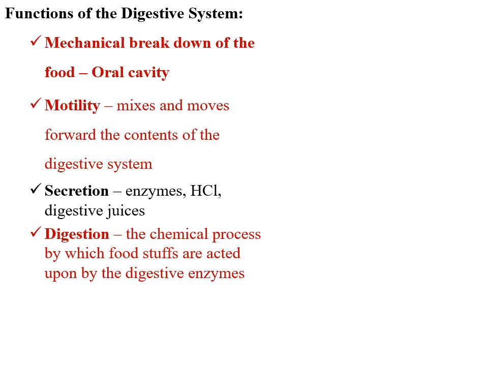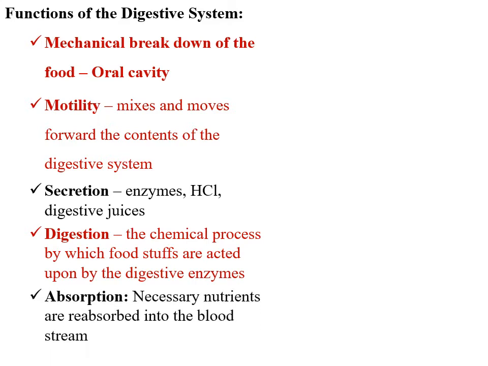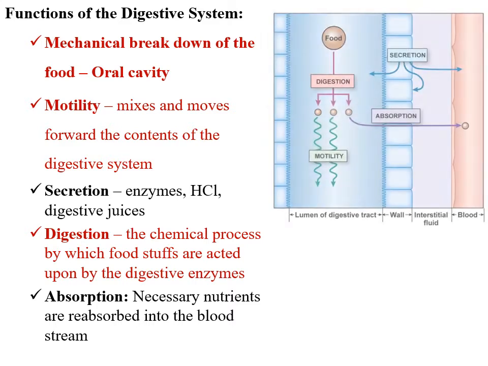Digestion, the chemical process by which the foodstuffs are acted upon by the digestive enzymes. And absorption, by which necessary nutrients are absorbed into the bloodstream. This is the diagrammatic representation of the events happening in the digestive system. You can see here when the food is acted upon by the various digestive enzymes, it is broken down in the gastrointestinal system. Motility is the process by which it is moving in the forward direction.